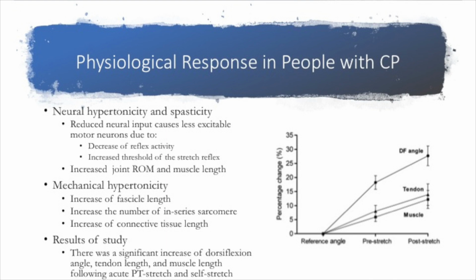On the other hand, acute passive stretching can impact mechanical hypertonicity as well. Stretching can increase the length of the fascicle, increase the connective tissue length, and increase the number of sarcomeres in series through sarcomerogenesis. The result of Thies et al. showed that there was a significant increase of dorsiflexion, tendon length, and muscle length with an acute passive stretch by PT and a self-stretch.